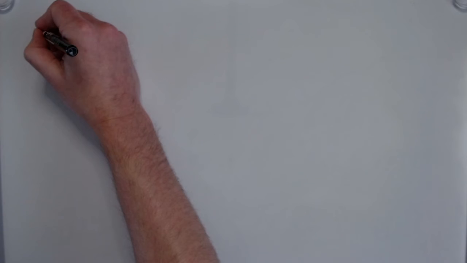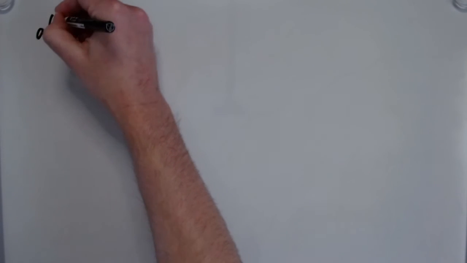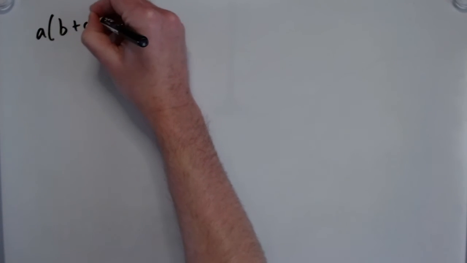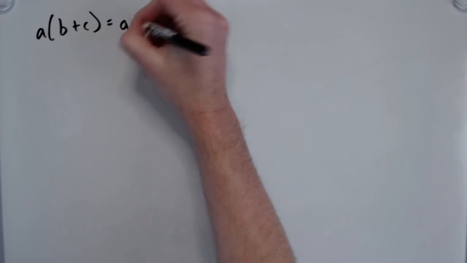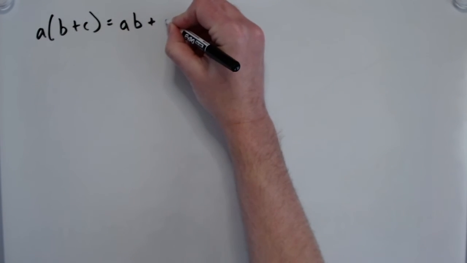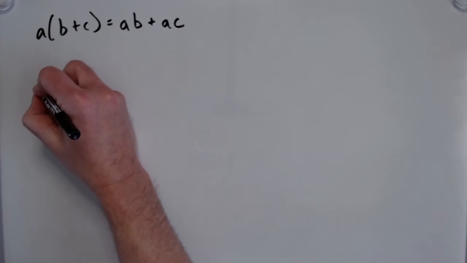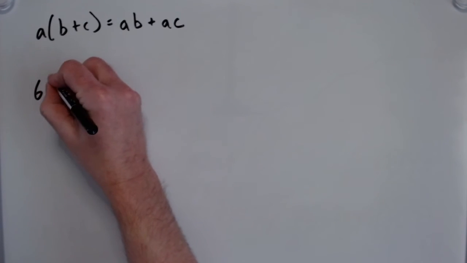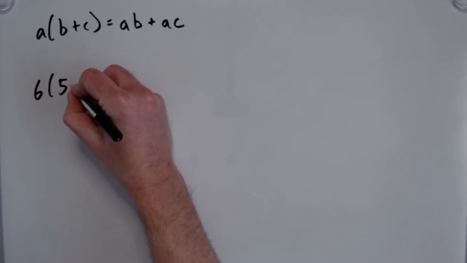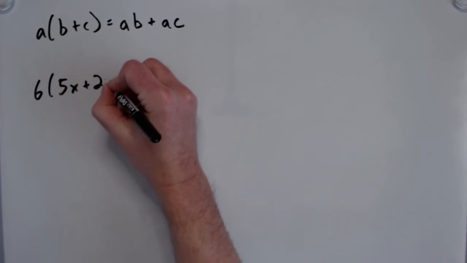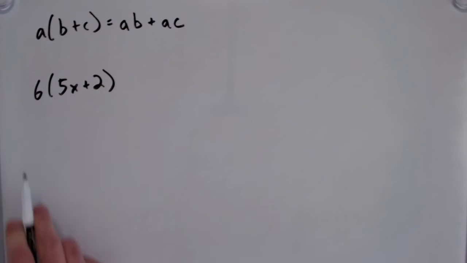Okay, welcome back to the whiteboard. We're going to go back to the distributive property, and I'm just going to write it up here. a times (b plus c) equals ab plus ac. So we're just going to keep that up there for the time being. So let's distribute some stuff. 6 times (5x plus 2). We've got a thing on the outside, 2 things on the inside.